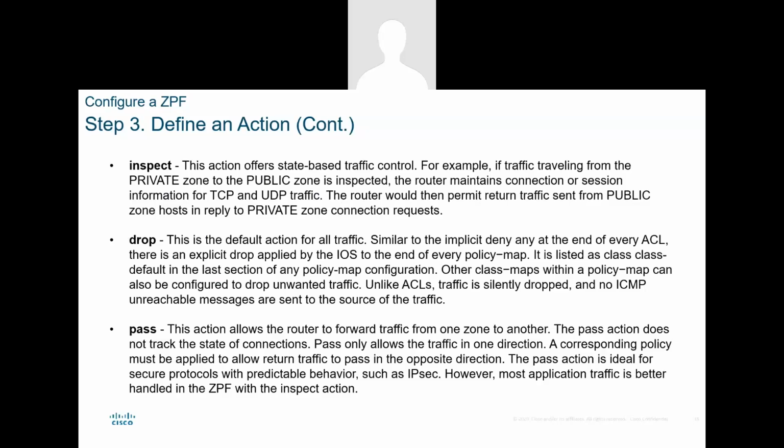The pass action allows traffic to be forwarded between zones without tracking the session state. So the router does not monitor whether the connection is established. The pass action is one way, meaning that the return traffic requires a separate policy. Now, you would use a pass when you need to set up secure, predictable protocols such as IPsec VPN tunnels, and so forth. This is not something that's going to be recommended for most application traffic because it is something that lacks that stateful protection.